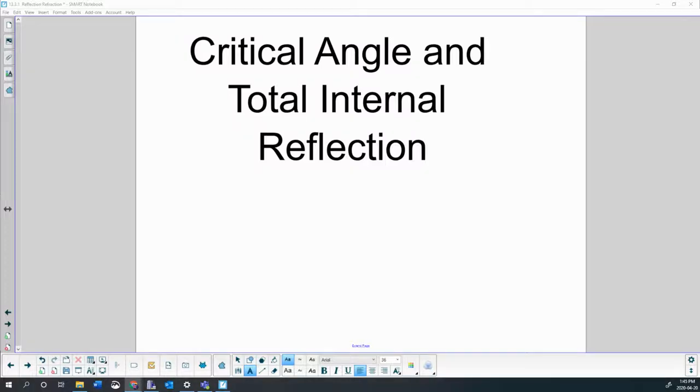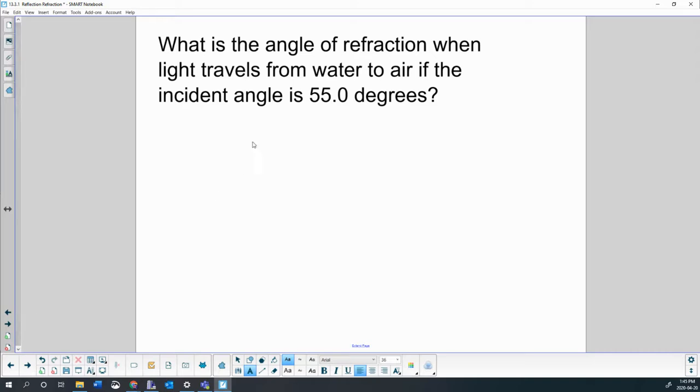All right, let's take a look at a specific example of refraction and where Snell's law just might fail you. So we'll start with an example question. In this case, what is the angle of refraction when light travels from water to air if the incident angle is 55 degrees? So if we start with Snell's law, n1 we'll say is the first medium, will be water.